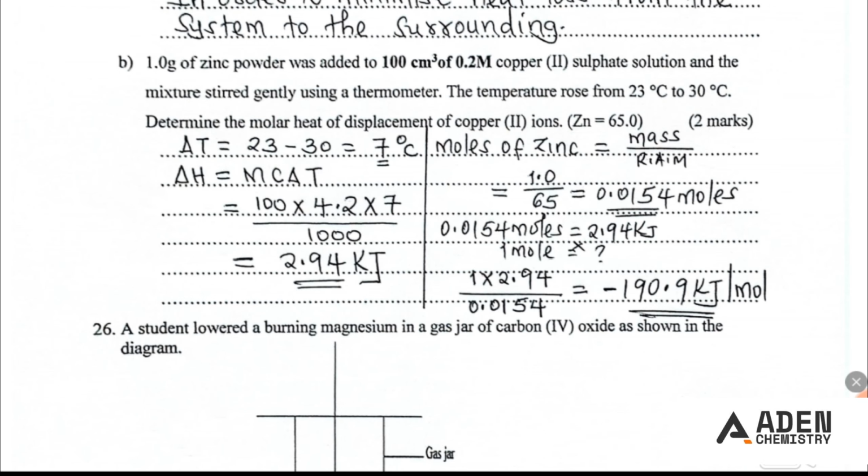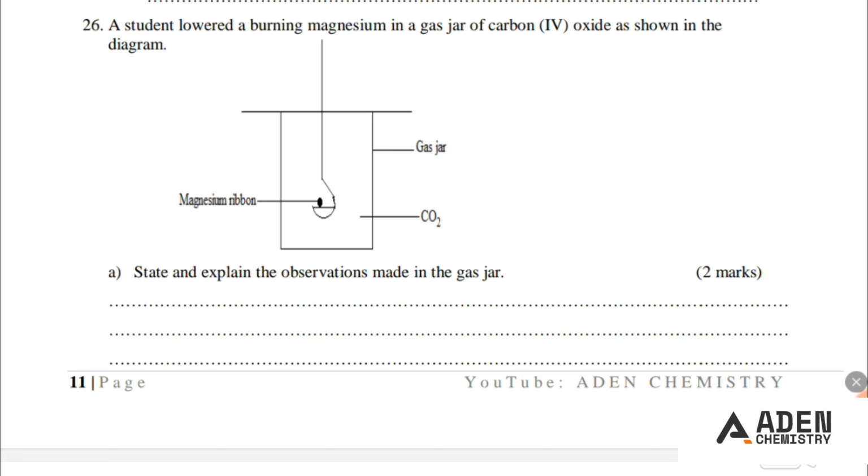temperature rose. In question number 26, we are told a student lowered a burning magnesium in a gas jar of carbon dioxide as shown in the diagram. So part A, we are told to state and explain the observations made in the gas jar. So here, magnesium is reacting with carbon dioxide. What we are going to get as our product is magnesium oxide and carbon.